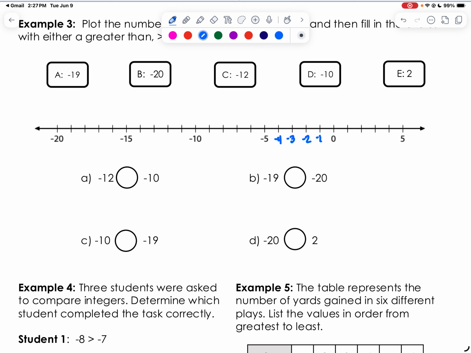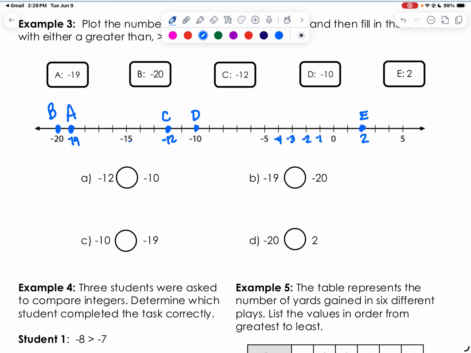So if I wanted to plot -19, here's -15, -16, -17, -18, -19. This would be point A, and I'm going to put a -19 right below it. Now we're plotting -20. That would be point B, so that's right here. Point C is at -12, so I'm going to find -10, -11, -12. So this would be point C, -12. Point D is at -10. And point E is at +2. So go to 0 and then 1, 2. So here's E at +2.